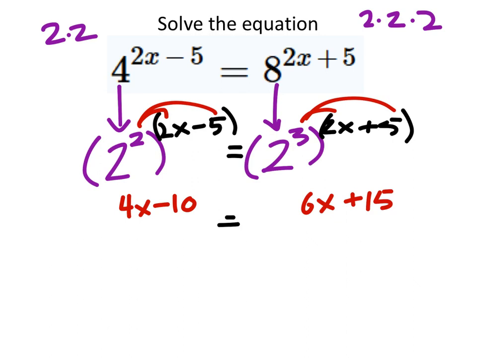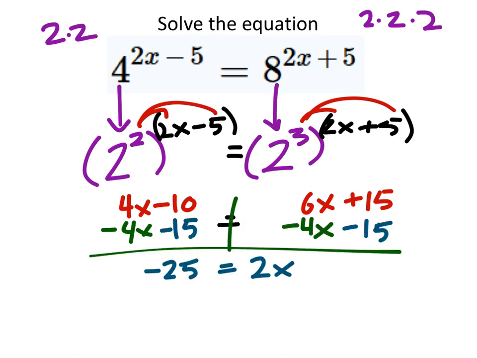Our higher coefficient for x is on the right, so we'll subtract 4x again. Then we'll just divide both sides by the coefficient of x, 2, and x equals negative 25 halves.